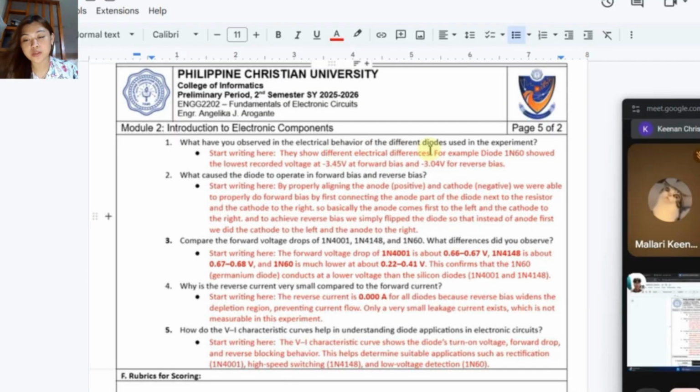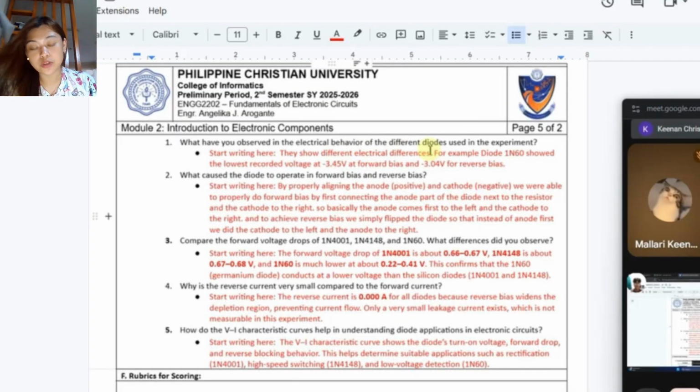All right. So for guide question, first, what did you observe about the electrical behavior of the different diodes? We observed that the different diodes exhibited distinct electrical characteristics in terms of their forward voltage drop and current response. Although all diodes allow current to flow under forward bias and block current under reverse bias, the amount of voltage required for conduction differs.